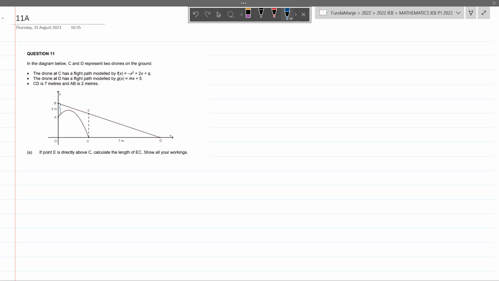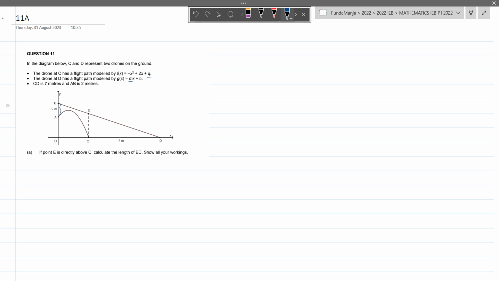Okay, question 11 says in the diagram below, C and D represent two drones on the ground. The drone at C has a flight path modeled by f of x, which is the parabola here. The drone at D has a flight path modeled by g of x, which is the straight line over here. CD is 7 meters and AB is 2 meters. We are not told the value of M. We are not told the value of Q. But yeah, that's about it.